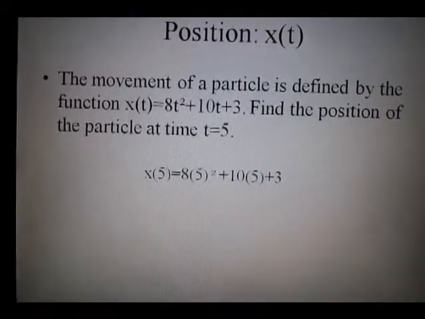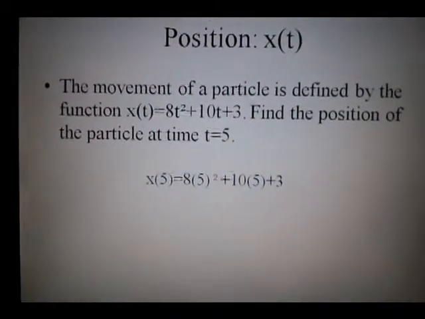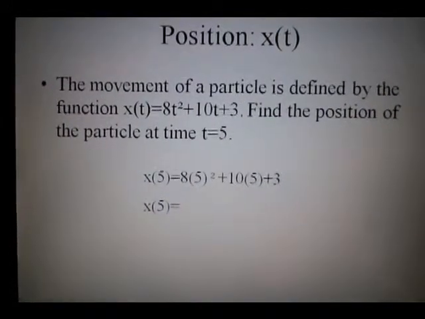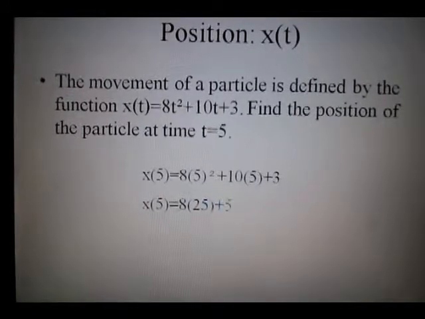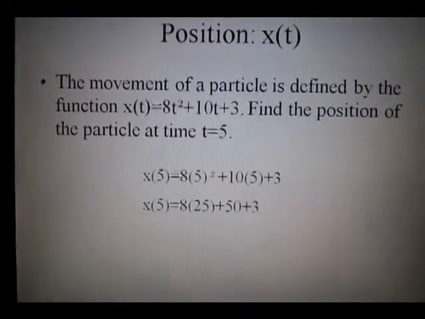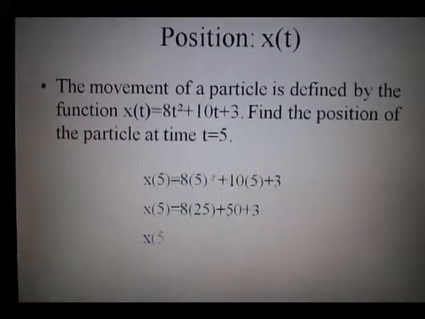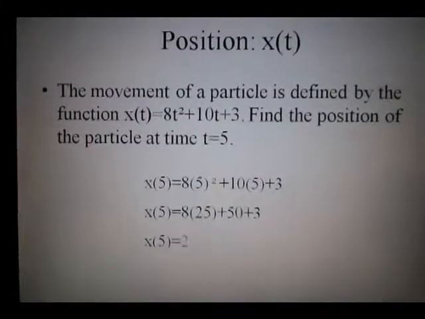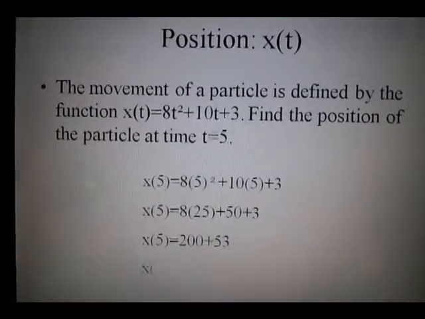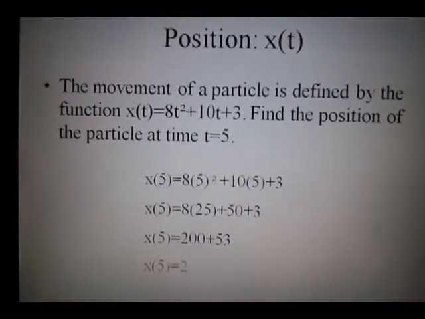From here on, all you need to do is simplify until you get your final answer. After simplifying the first time, you get 8 times 25 plus 50 plus 3. When you simplify again, you get 200 plus 53. And if you simplify once more to get your final answer, you get 253.